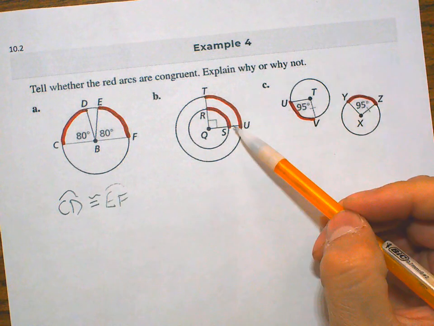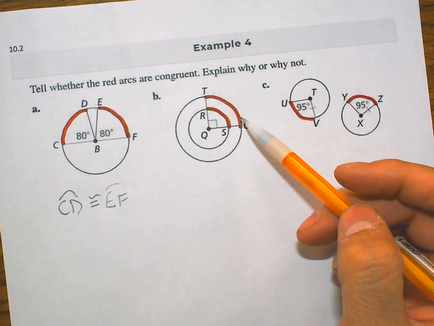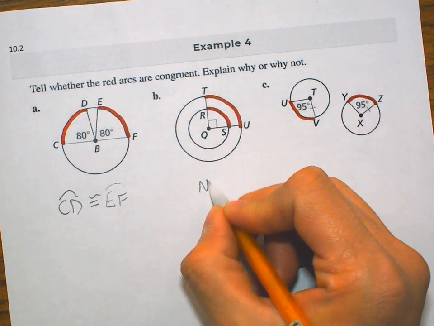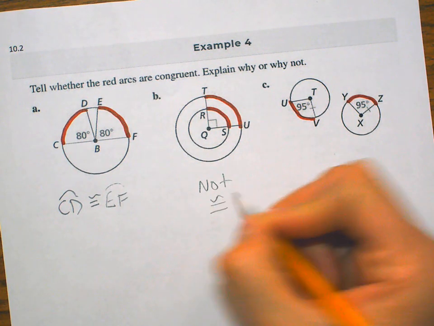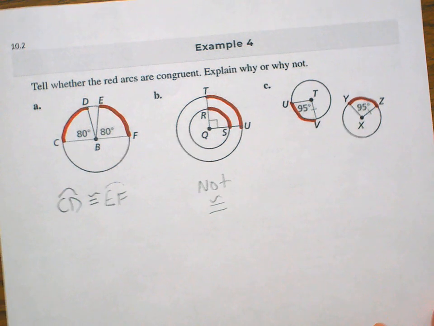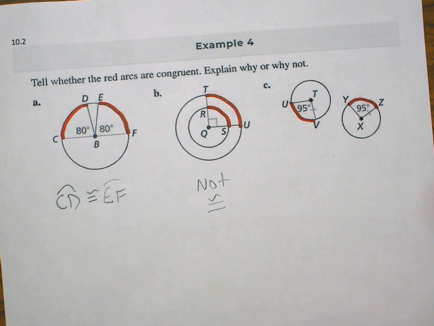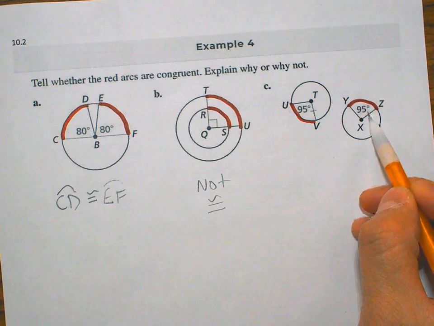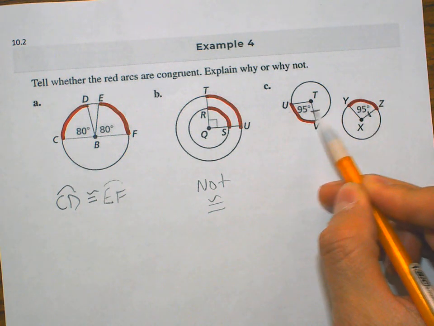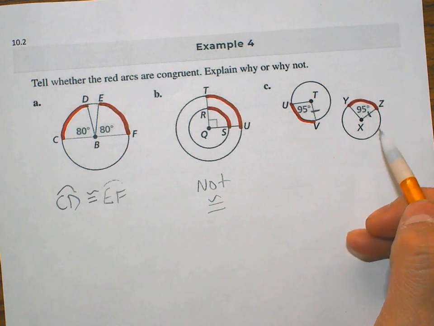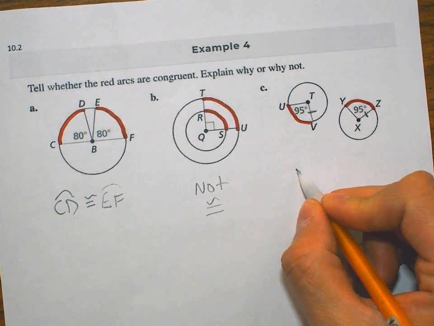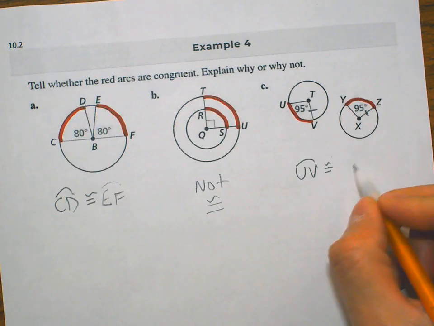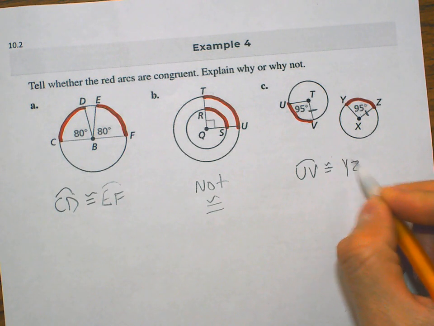Now in this one, they're definitely not going to be congruent because the radii are not even the same. So, not congruent. On the third one, there are two separate circles, but they do have the same radius, and you can tell because of this symbol right there. They both have 95-degree angles, which means that the arc measure of UV is going to be congruent to YZ.